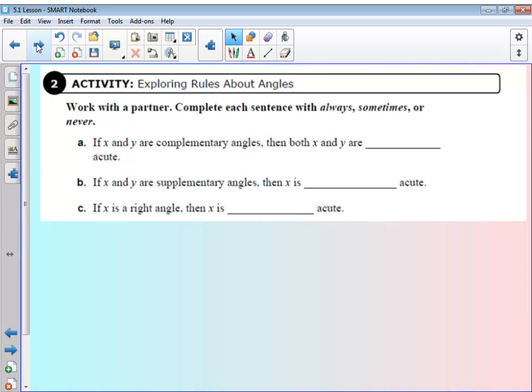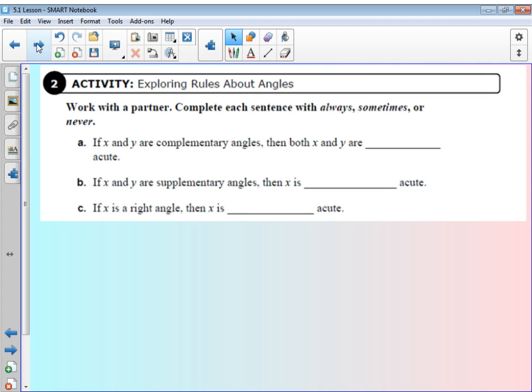Okay, hopefully you were successful in that previous activity of working with complementary and supplementary angles. Remember, complementary starts with a C, and we can make the number 9 out of that. So complementary means 90 degrees. And supplementary angles start with an S, and if we took that S, we could transform that into an 8. So supplementary angles equal 180 degrees.